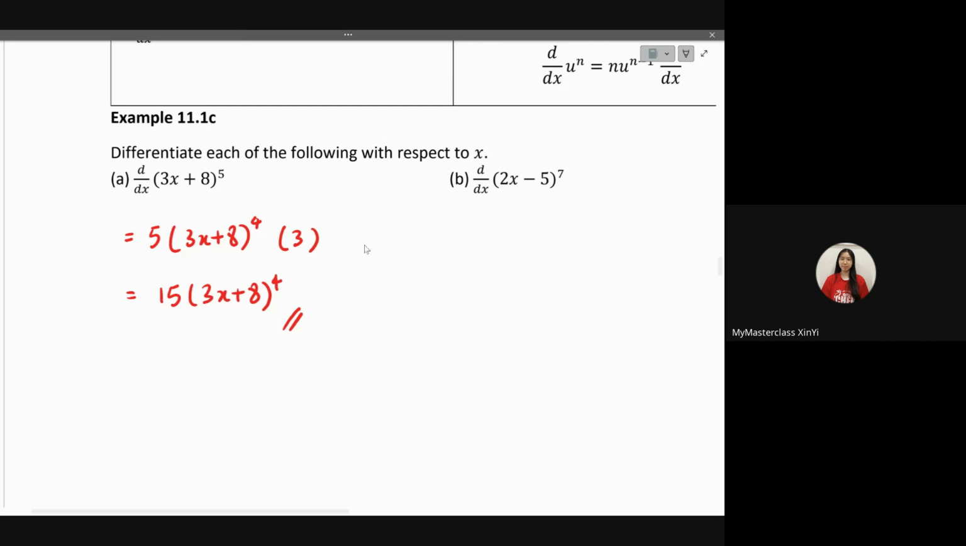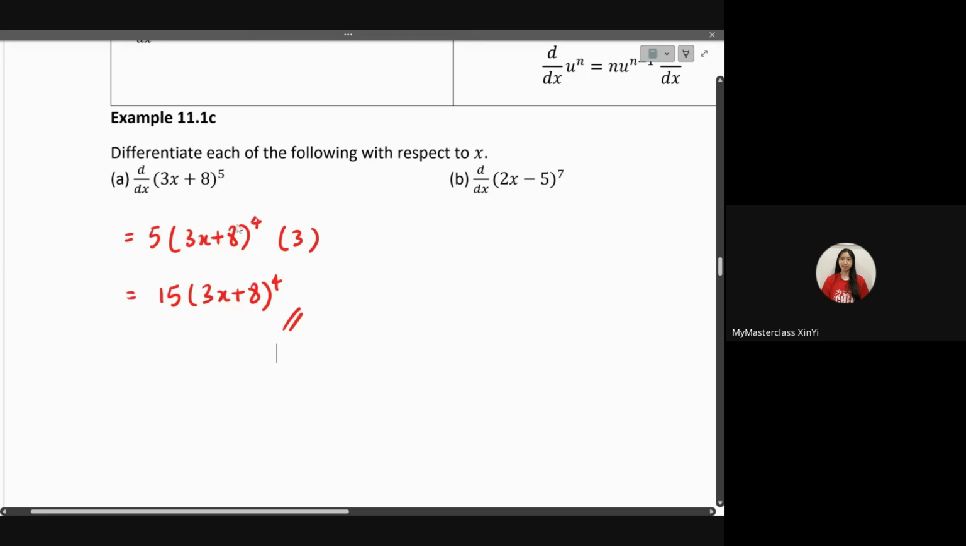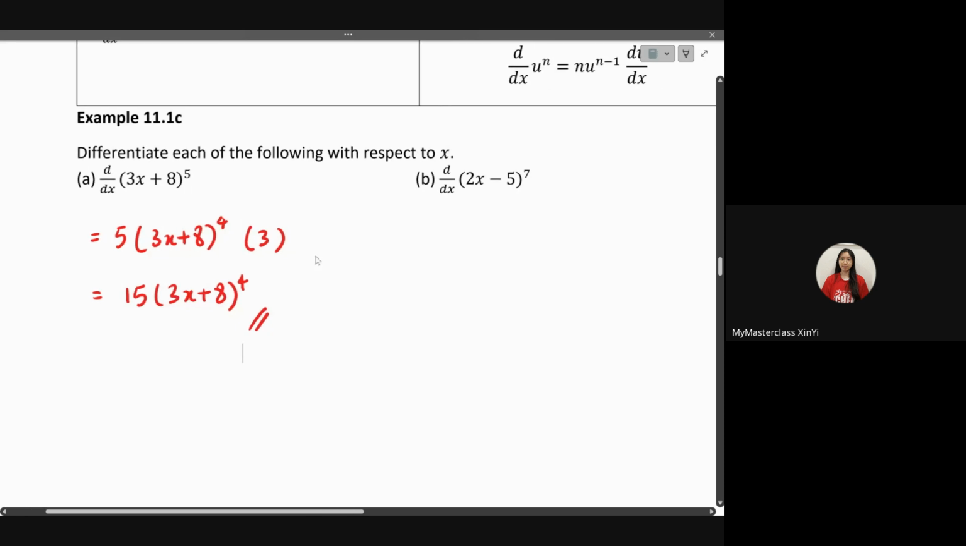This power applies to this entire thing, correct? So I deal with the power outside first. I bring down the power, reduce the power by 1. I get this right. Then I still have to remember the inside part I can differentiate, right? 3x plus 8, I differentiate this, I get 3. So I multiply by 3.